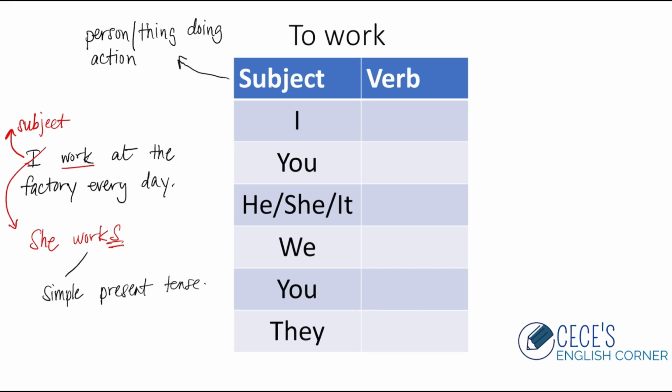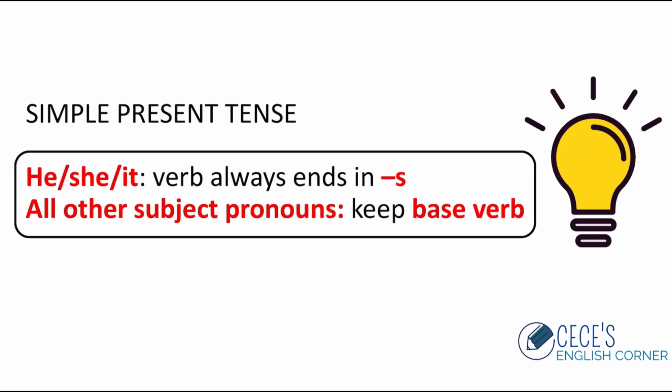There's a very handy table that we can refer to when we want to conjugate a verb in any tense. You can pause the video here to conjugate to work in the simple present tense for these subject pronouns. I work. You work. He, she, it works. We work. You work. They work. So for the simple present tense, the general rule of thumb is that the verb stays the same for all the subject pronouns, except for he, she, it, where the verb ends in s.